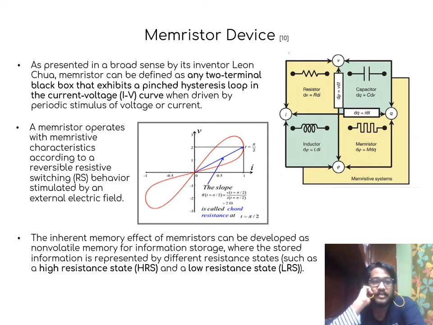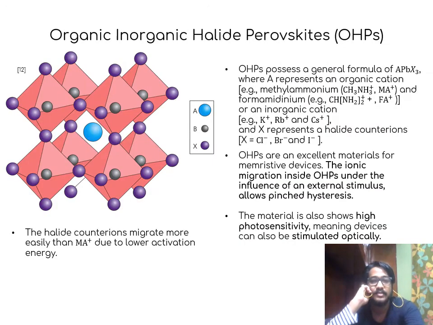A memristor device can be broadly defined as any two-terminal black box that exhibits a pinched hysteresis loop in its current-voltage curve when driven by a periodic stimulation of voltage or current. A memristor operates according to reversible resistive switching behavior stimulated by an external electric field. If you notice the IV characteristic above, there are two slopes corresponding to high resistance state and low resistance state. A memristor exhibits memory operation by transitioning between these two states.